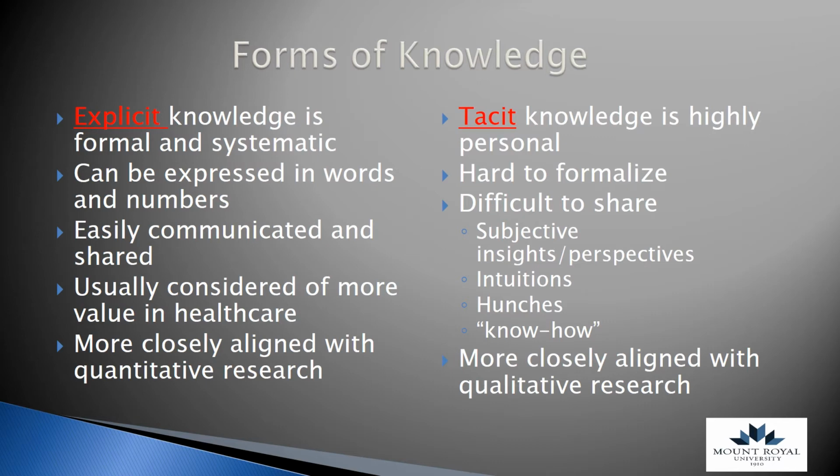Tacit knowledge, on the other hand, is highly personal. It's hard to formalize and it's difficult to share. And the example in the textbook is riding a bike. How do you go about describing to someone how to ride a bike? So sometimes it's difficult to share. It's very subjective. You have personal insight and perspectives about it. It might be related to intuitions or hunches or know-how. And so it's more closely aligned with qualitative research.